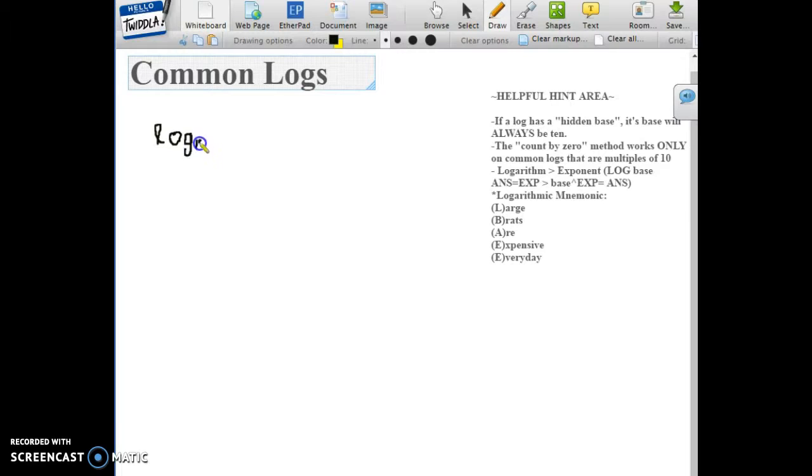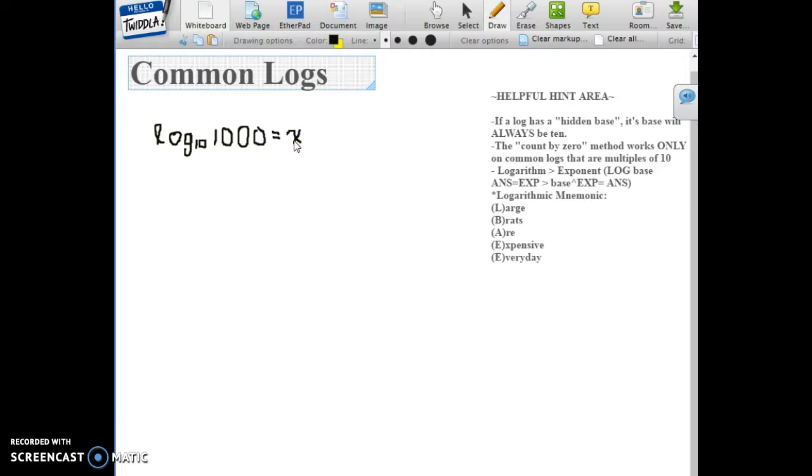Log base 10, a common log, of 1,000 equals x. Okay, some people look at a log and automatically will understand it. But for most people, it's just easier to change it to its exponential form.